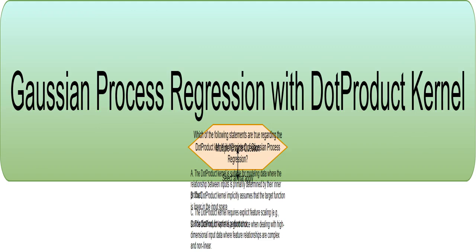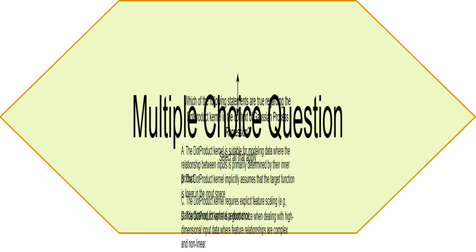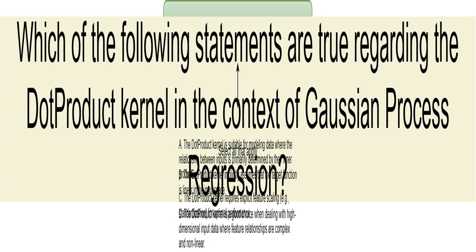I'm using a Gaussian process regression model, a powerful tool for prediction, and I'm specifically using a type of kernel called the DotProduct kernel. Think of a kernel as a way to measure similarity between data points. I'm going to test your knowledge on this DotProduct kernel with a multiple-choice question. Get ready. This question asks you to identify the true statements about how the DotProduct kernel works.